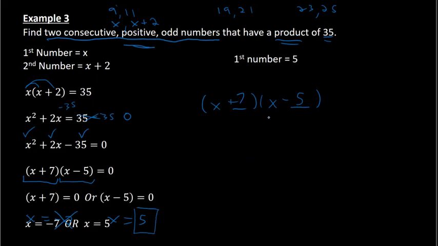So the first number is 5, and then the second number is 2 more than that, which would equal 7. So 5 plus 2 is 7. So my numbers are 5 and 7. And we can double check because 5 times 7 would be 35.